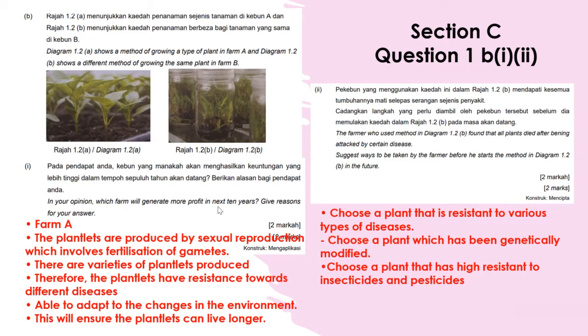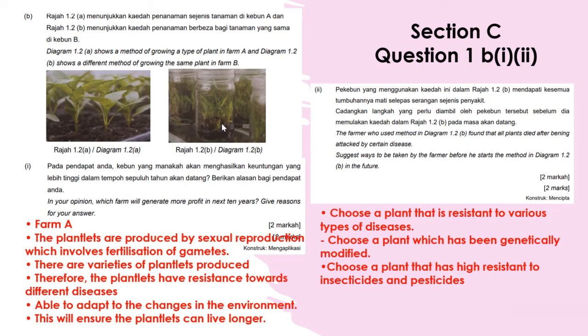When it's asking about the next 10 years, it refers to a long duration of time. Before that, you have to identify the method of growing this plant. This is the traditional method, whereby the plant is planted in the soil. The plant will undergo sexual reproduction and will produce a new plant. But here, this is the tissue culture method.